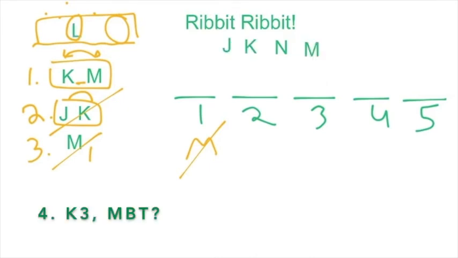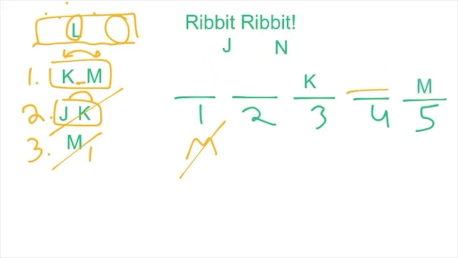Third, we're asked, if K is third, what must be true? So if we put K in 3, we realize that the M has to go in either the first spot or the 5th spot in order to separate it by exactly 1 from K. And if we put M in first, we realize that we break rule number 3, so we have to put M in 5th. That is a must be true, and we can check for that. But unfortunately, they don't give us the M being 5th as an option.